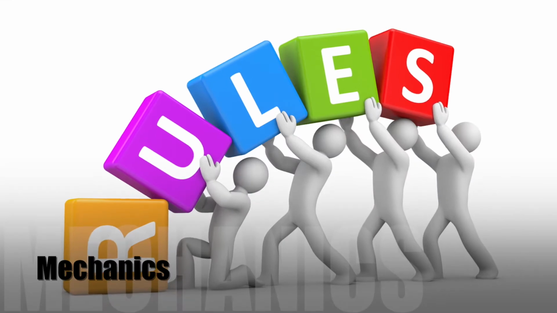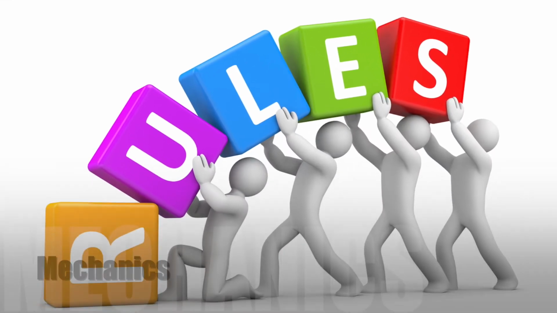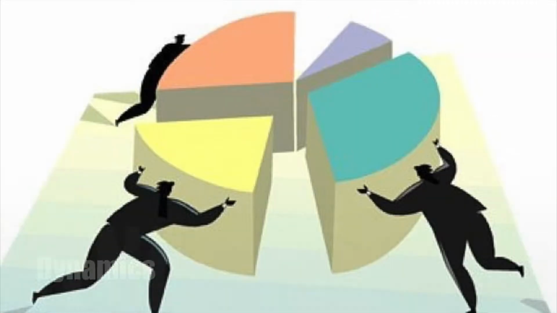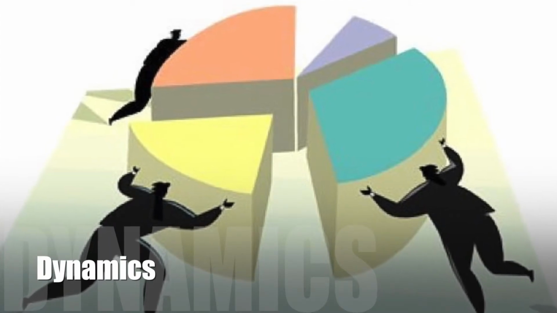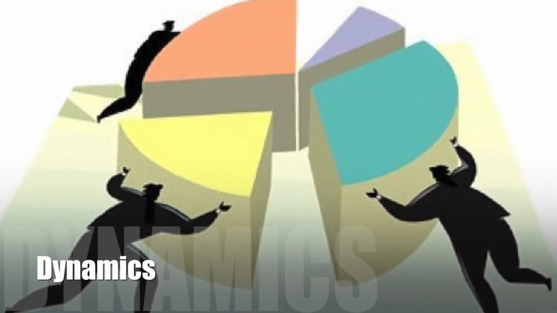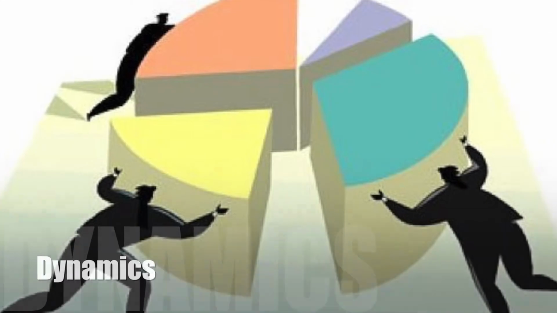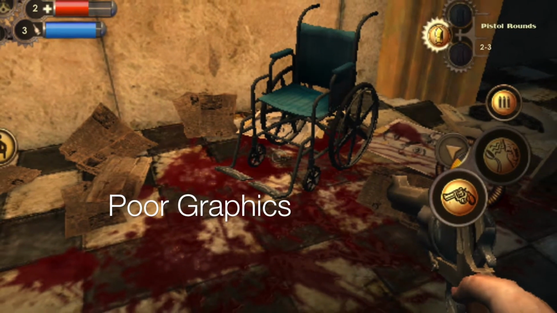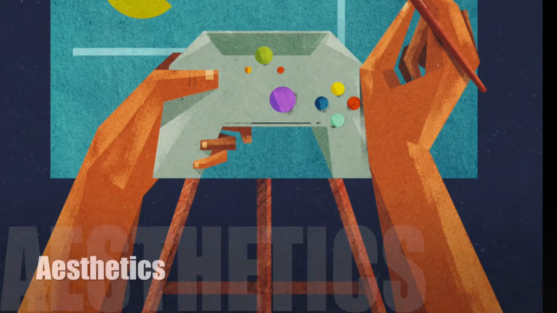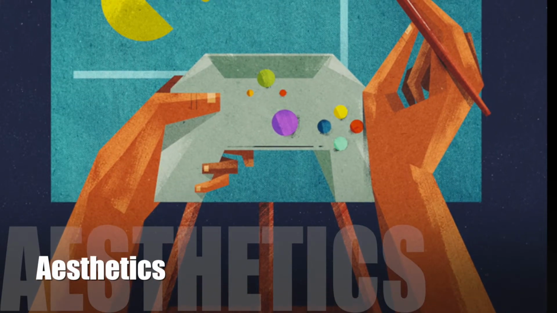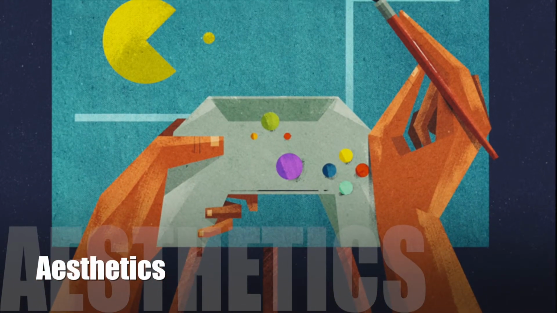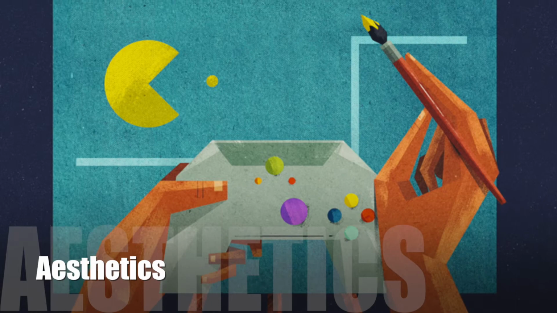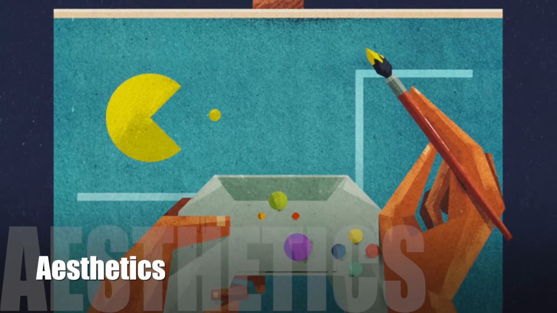If there are no rules in place as mechanics, then the whole thing might fall apart as it becomes a free-for-all. The dynamics are important because they cause the game to play out in a certain way, based on the way it was written, either smoothly or rough with poor graphics. Finally, the aesthetics are what brings the player into the universe that the game is taking place in, and that is what makes or breaks a user's experience.